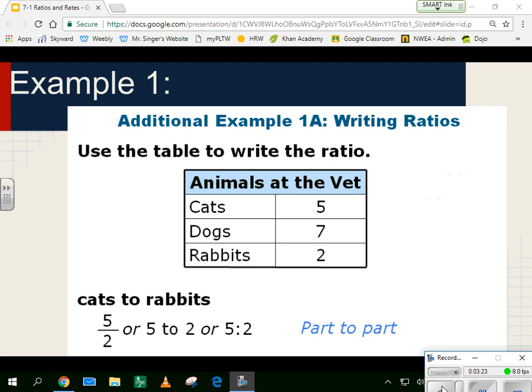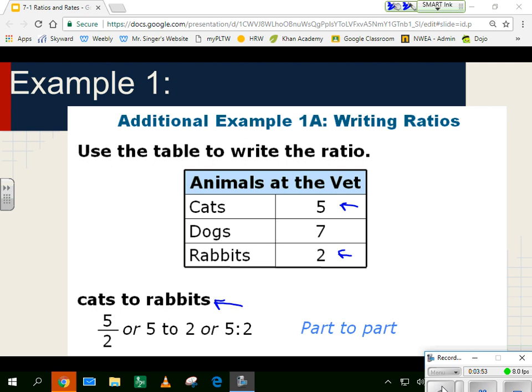All right, so we're going to write down our first example here, and it says that we're going to use the table here to look at the animals at the vet. So we're looking at cats, dogs, and rabbits. So the question that we have in this problem says we need to know cats to rabbits. So the 3 different ways to write the ratio is first find out how many cats there are. That's the first number, and then how many rabbits. So in this problem, we're looking at 5 to 2. I wrote them all down, the 3 different ways.